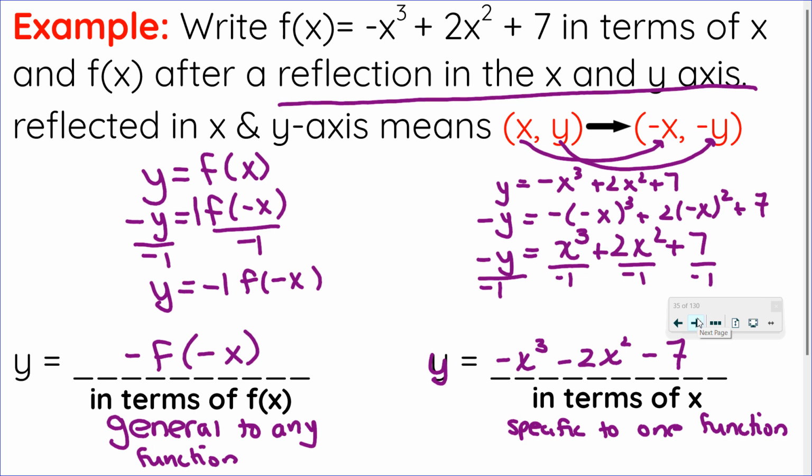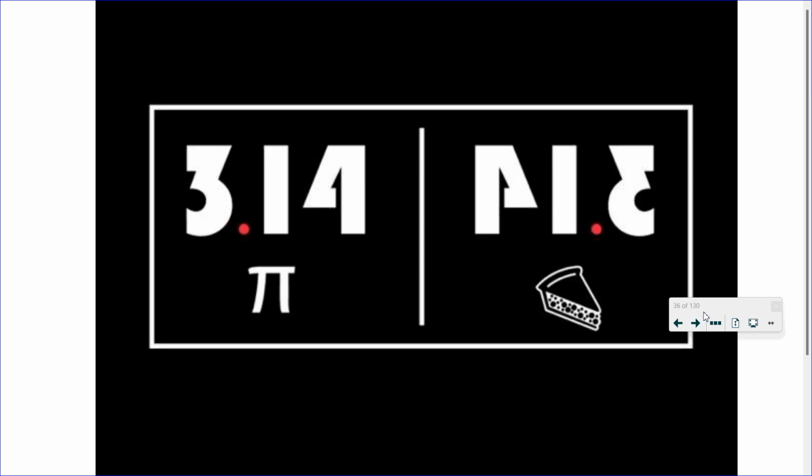Perhaps one of the most interesting reflections is the reflection of pi. Did you ever notice when you have pi, 3.14, and you reflect it horizontally, you end up also with pi? Coincidence? I don't think so.